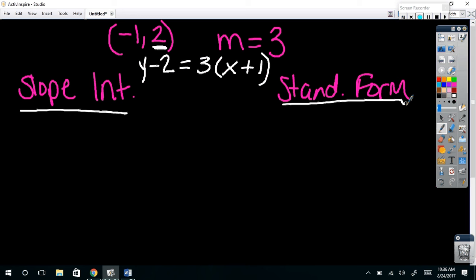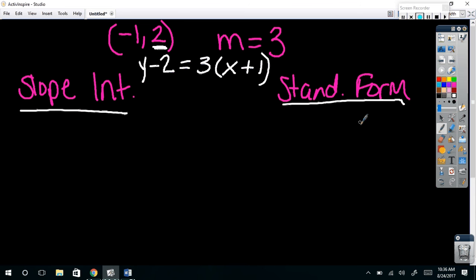I asked you for slope-intercept and standard. So, we know slope-intercept is solved for what? y. Standard, what does it look like? Ax plus By equals C. So slope-intercept is solved for y. Standard has x and y on the same side, right?